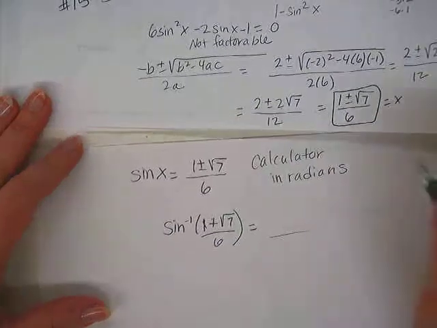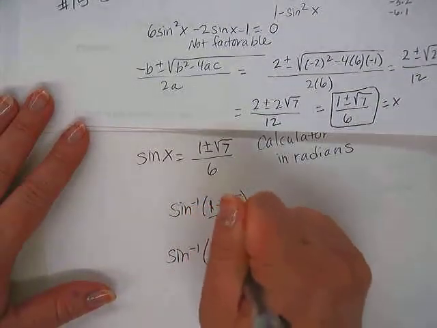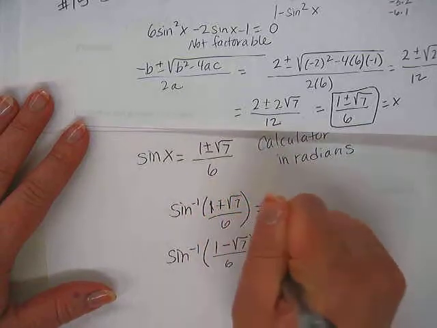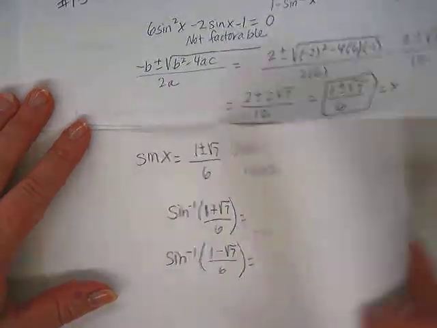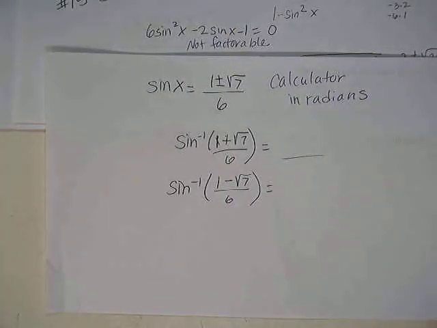So you're going to do the inverse sine of 1 plus square root of 7 divided by 6, and that'll give you an answer. And then you want to do the inverse sine of 1 minus square root of 7 divided by 6. Anyone helping me find those so that I'll have them faster? It's in radians, though.